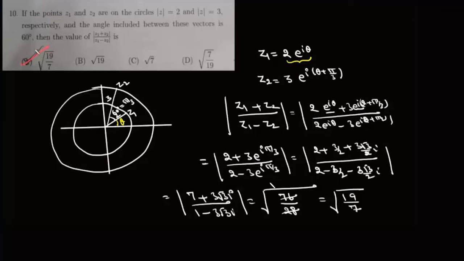So modulus of numerator will be 49 plus 27, and mod of denominator will be 1 plus 27, which is 76 by 28. And we can divide it by 4. That will be under root 19 by 7, and that's your option A.